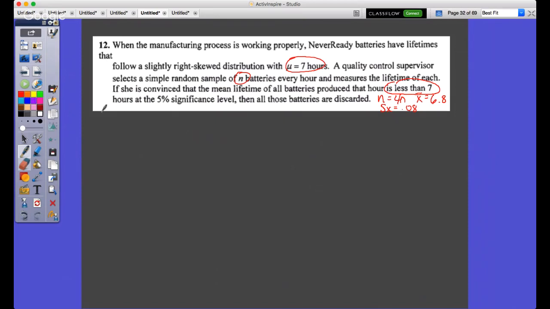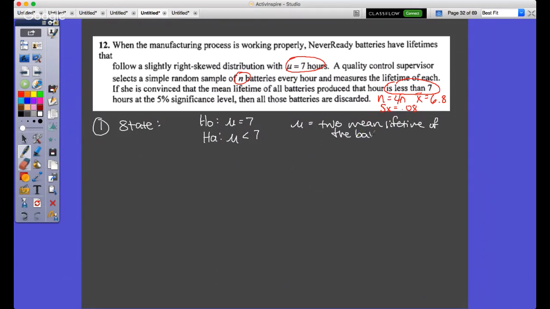So let's follow our process and go into the state part. Here's our state. We have the null, and some of you say it differently here, and that's fine. We have mu equals 7. That is the claim. The person bringing up this lawsuit says it's actually less than 7, where mu represents the true mean lifetime of the battery.